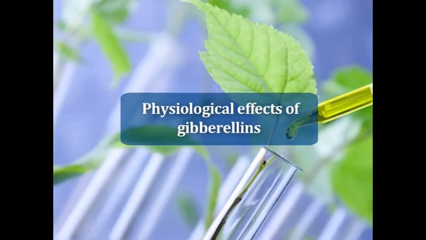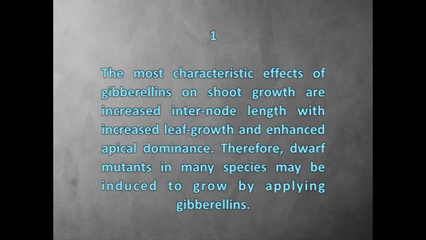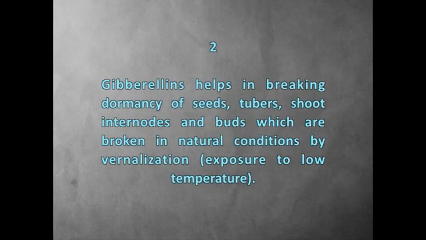Let us now learn about the physiological effects of gibberellins. The most characteristic effects of gibberellins on shoot growth are increased internode length with increased leaf growth and enhanced apical dominance. Therefore, dwarf mutants in many species may be induced to grow by applying gibberellins. The next effect is that gibberellins help in breaking dormancy of seeds, tubers, shoot internodes and buds, which is broken in natural conditions by vernalization or exposure to low temperature.